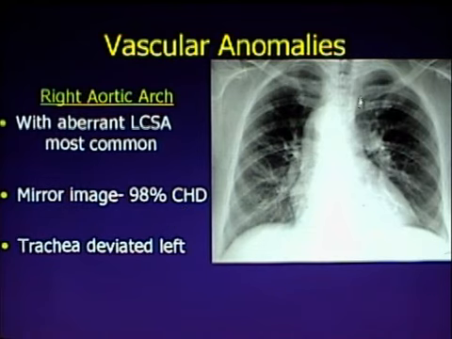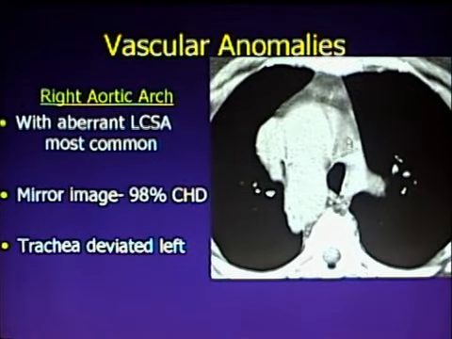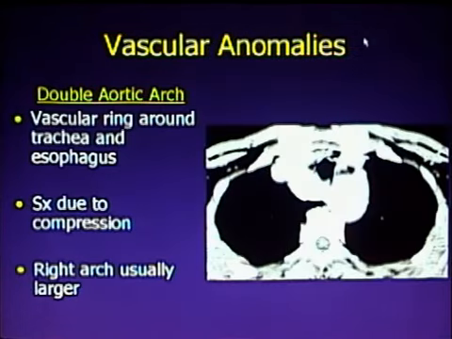The trachea will be deviated to the left, just as it normally would be deviated slightly to the right by a left arch. So here we have a right-sided aortic arch, a little bit of atherosclerotic disease, a little bit of deviation of the trachea to the left, not generally a diagnostic dilemma.